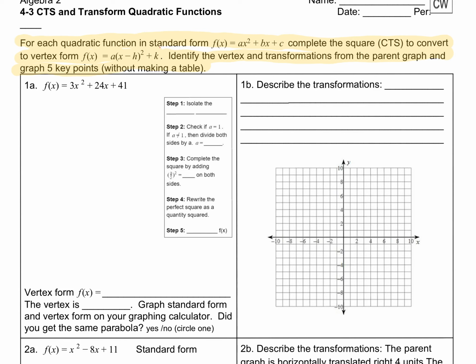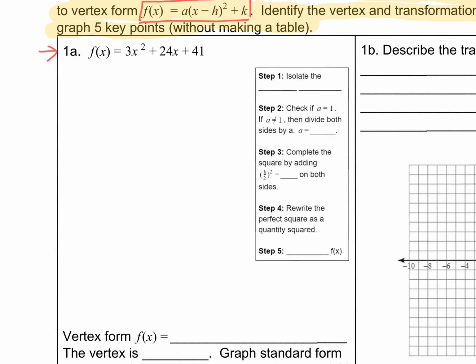Vertex form is extremely useful because it gives you the vertex, and it also can help you tell what the transformation is to help you graph it a lot easier. So that's what we're going to do today. We're going to convert from standard form to vertex form. When we are converting, there are certain steps that we like to follow.